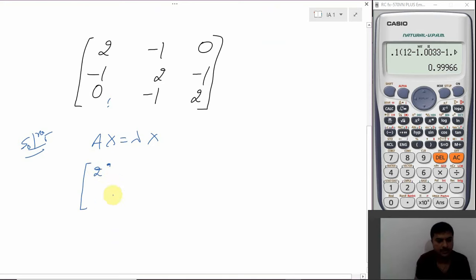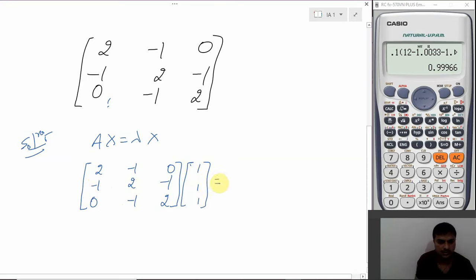Just write down the A value: 2, -1, 0, -1, 2, -1, 0, -1, 2, and then you have the x value, the initial value already given in the question, which is 1, 1, 1. Just go on simplifying this value, friends, and just put it in the calculator. I will tell you how to put it in the calculator.